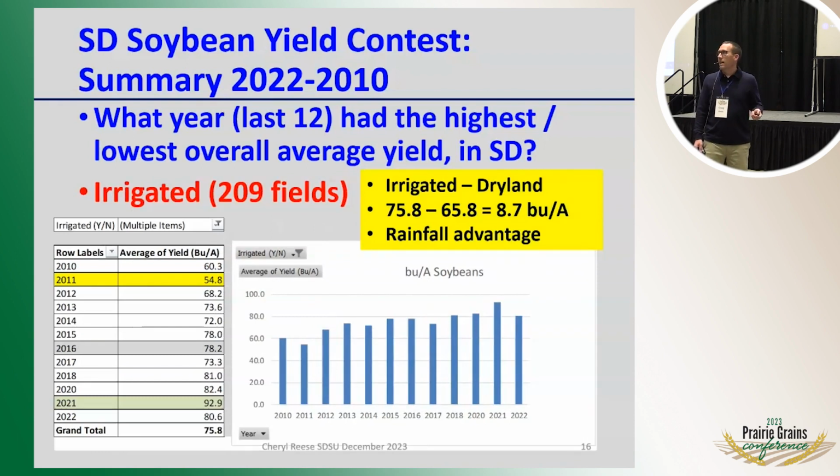So the irrigated, which is a much smaller data set, only 209 fields, those were 8.7 bushels per acre higher on average, 75.8 bushels per acre for our irrigated. So that shows there's roughly an 8.7 bushel per acre advantage to either irrigation or a year where, if you're in one of those spots, you have really great rainfall, right? So over 8.7 over the average. Seems pretty reasonable.